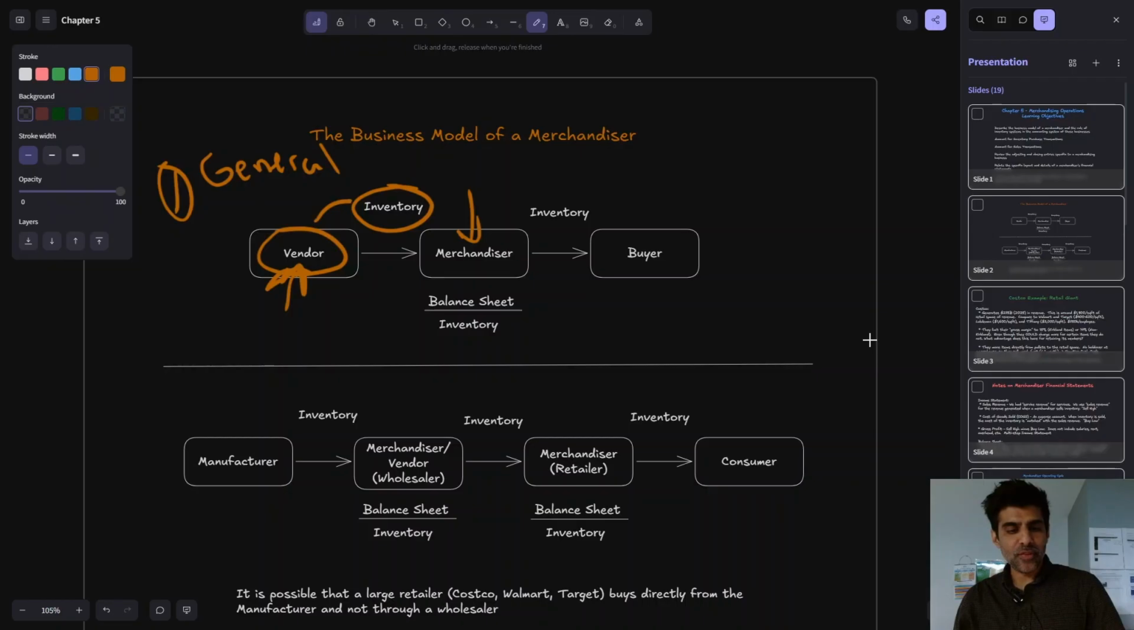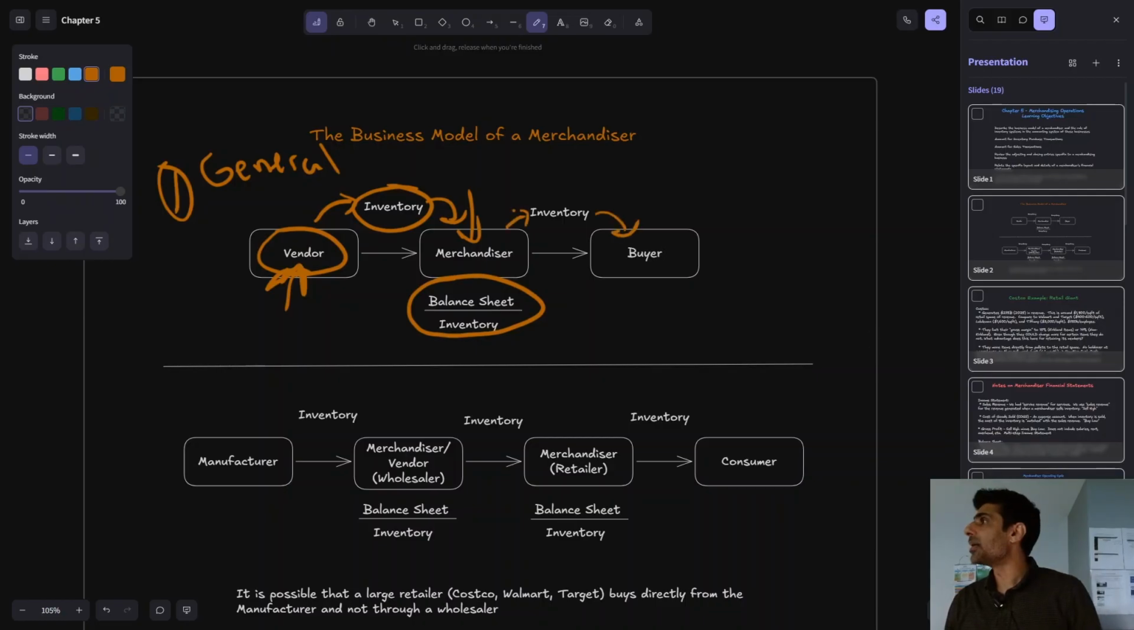The inventory is going from the vendor to you. You're holding it as inventory. So on your balance sheet, this inventory, you're paying money for it, but it's not an expense yet. It's going to be an asset on your balance sheet. Now that inventory, at some point, you hope is going to get sold. So this inventory now is going to move to this buyer. And at this time, whatever you paid for this inventory, it's going to come out as an expense.